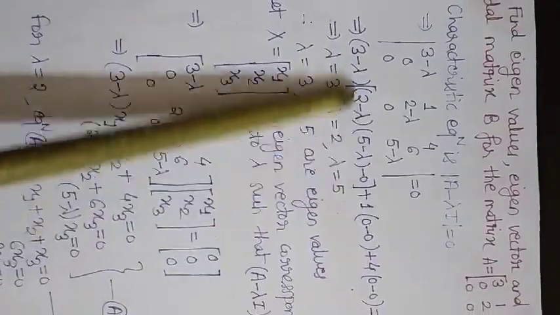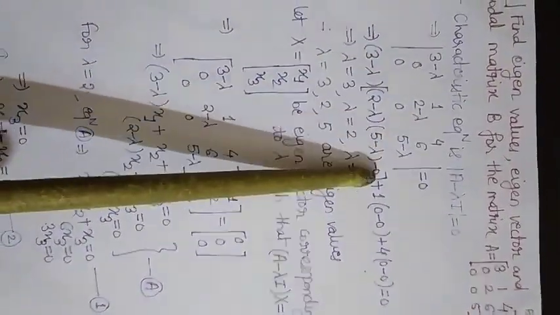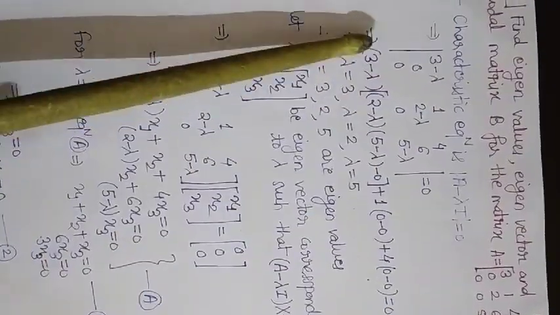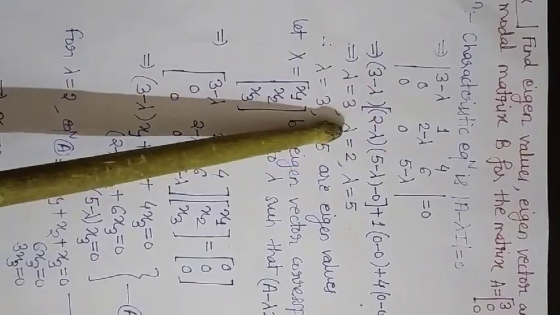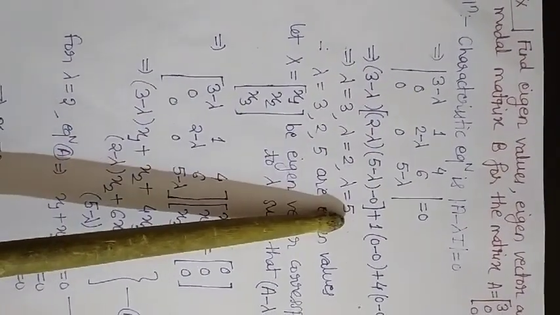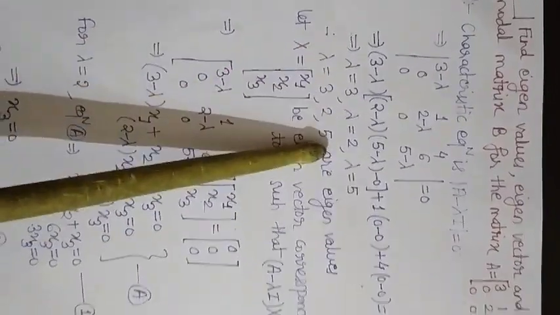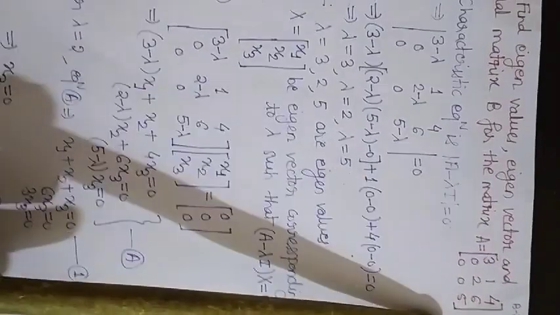Determinant of A minus lambda I equal to 0. Now simplify this. This into this minus 0, the remaining terms become 0. So 3 minus lambda equal to 0 gives lambda equal to 3. 2 minus lambda equal to 0 gives lambda equal to 2. 5 minus lambda equal to 0 gives lambda equal to 5. So like this we get the eigenvalues, which are nothing but the diagonal elements of the given matrix.